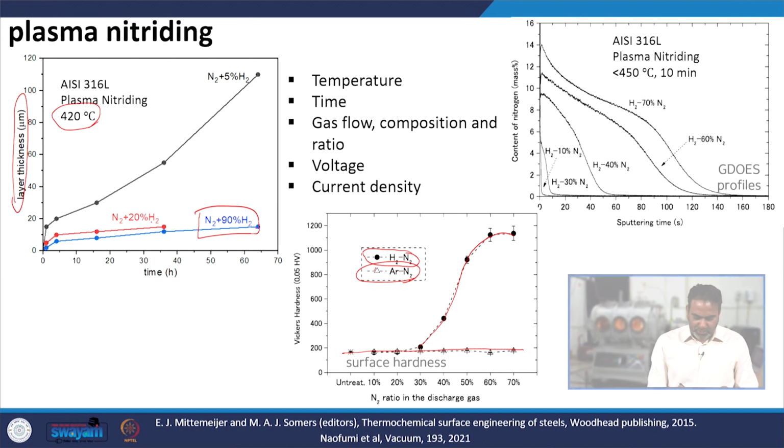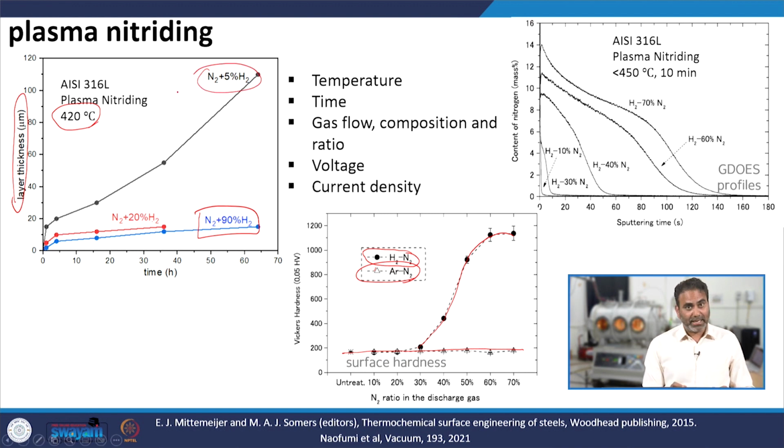When somebody increases to 20% nitrogen, there is an improvement. But when somebody uses only 5% hydrogen, that means 90% is nitrogen gas, then you see a drastically improved thickness of the nitrided layer. So this is how one optimizes the gas chemistry to be able to do the treatment in a reasonable time. You see, the more time, the more cost you pay, because you are heating at that temperature and you have to hold it. So you are burning electricity, that means you have to pay for it.